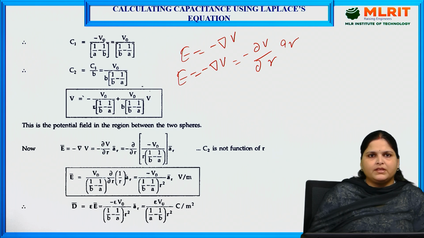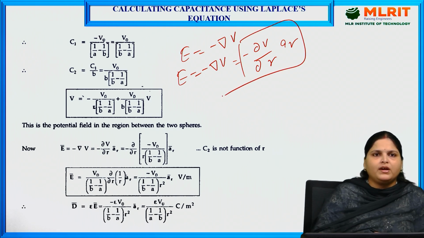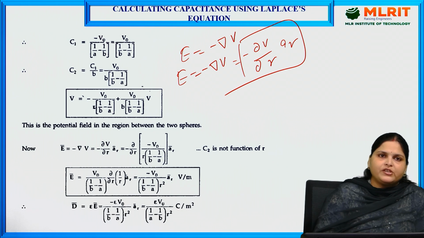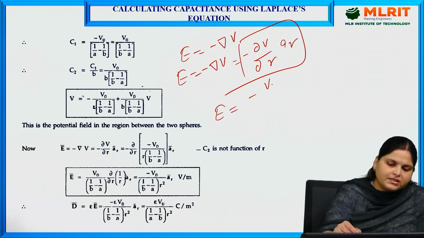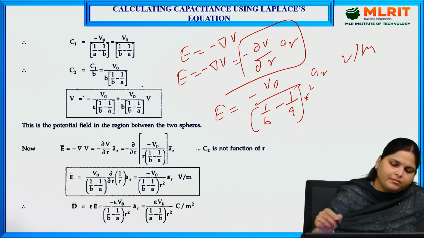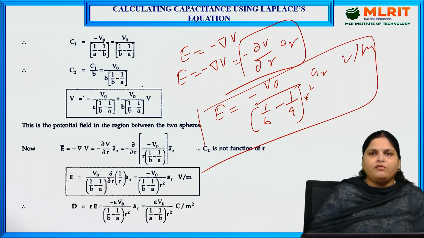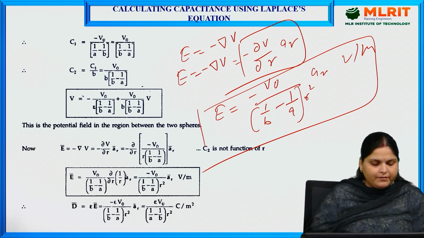We have the equation of V here. We will put it into this formula, and on solving this equation we will get E as (1 upon B minus 1 upon A) over R square aR volt per meter. This is the equation of E. So we have got the potential, and we have got the electric field.